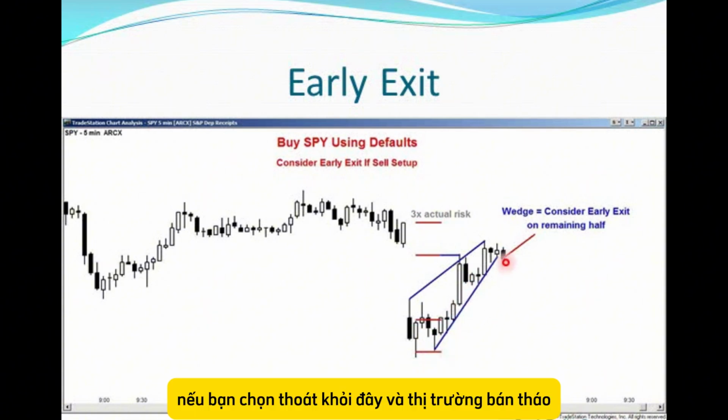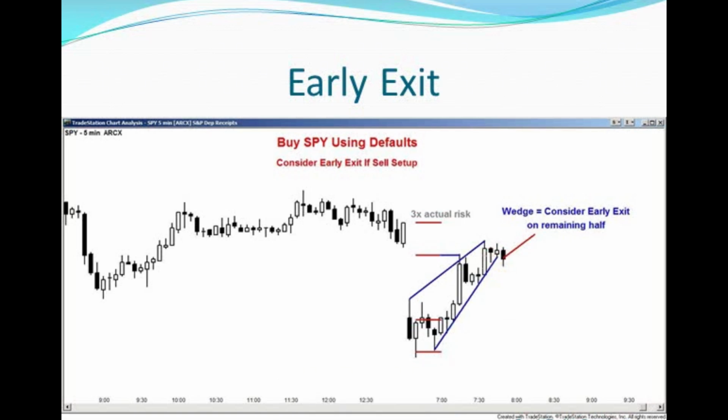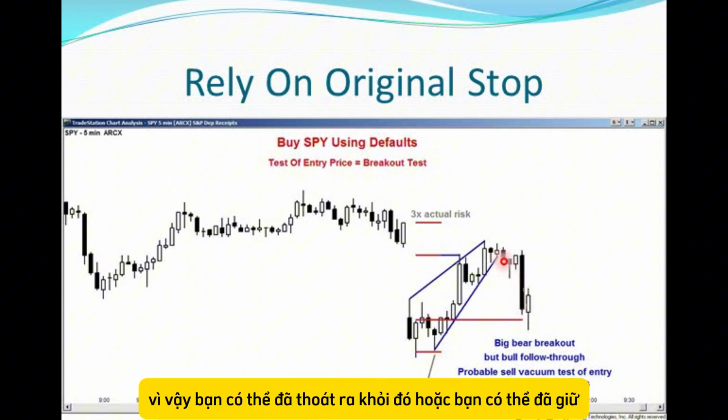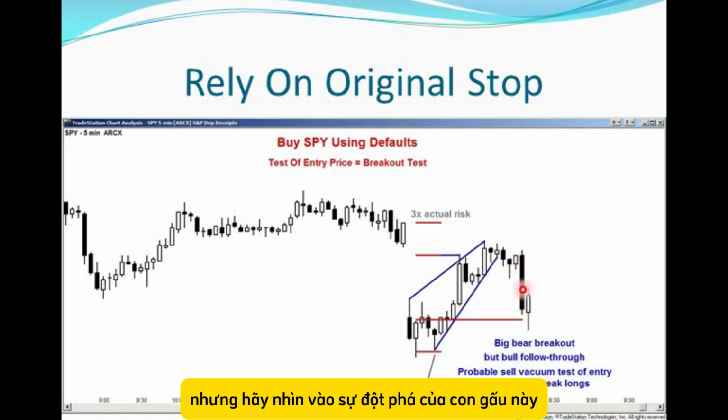If you do choose to exit here and the market sells off, you can always look to re-enter. This is a reasonable thing to do. It is reasonable to exit here because of the wedge shape. We may get a pullback. In fact, the bears developed a very strong breakout. So you could have exited there, or you could have held, and we have 2 legs down, 1 and 2, which is common after a wedge. But look at this bear breakout.